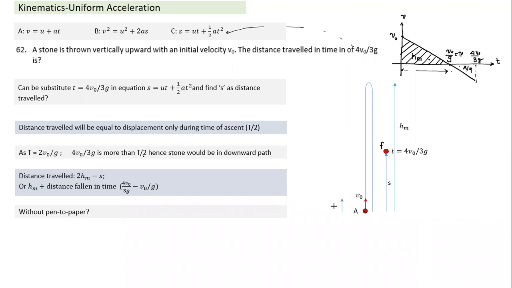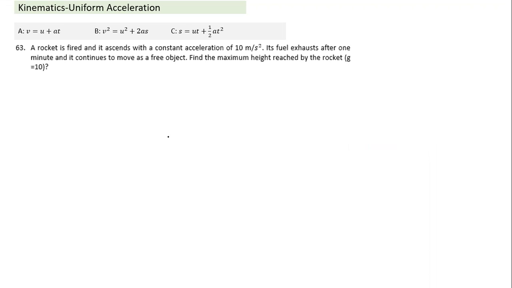Okay. Let's go to some more questions based on this. I hope this is clear. This question, and even this question also, is a common kind of question. A rocket is fired which ascends with a constant acceleration of 10 meters per second square. Its fuel is exhausted after 1 minute and it continues to move as a free object. Find the maximum height reached by the rocket.